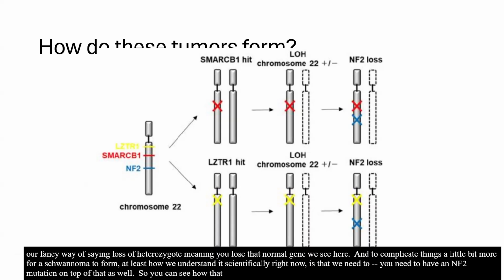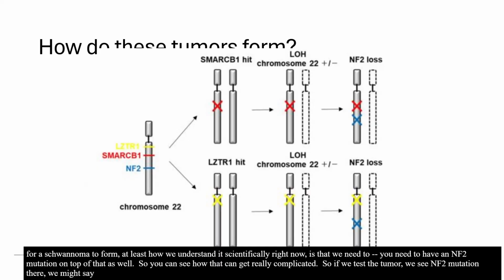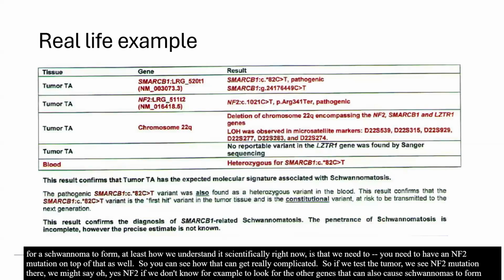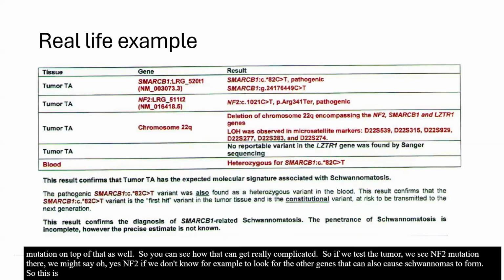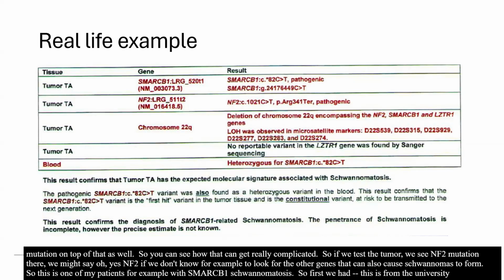So if we test a tumor and we see an NF2 mutation there, we might say, oh, you have NF2, if we don't know, for example, to look for the other genes that can also cause schwannomas to form. So this is one of my patients, for example, with SMARCB1 related schwannomatosis, just to walk you through this. This is from University of Alabama at Birmingham. And just as a side note, this took about 3 years to actually make the diagnosis.